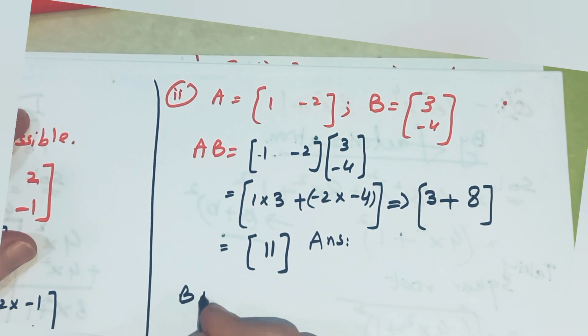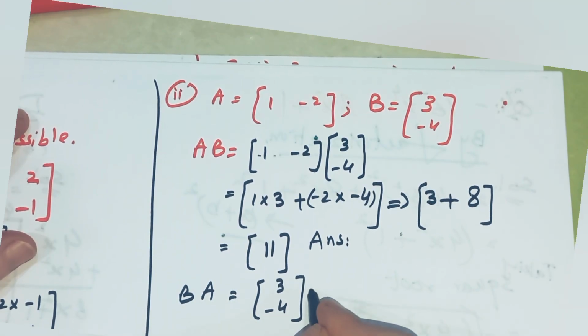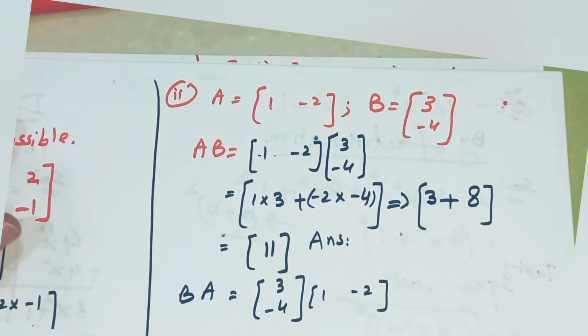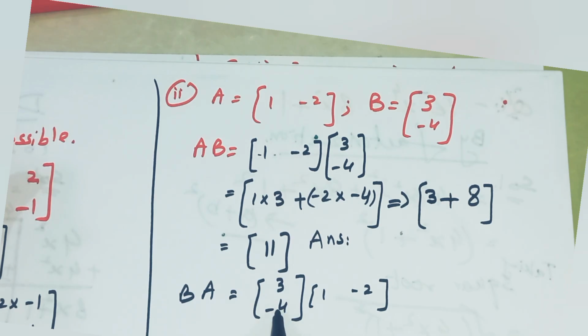Okay, now is BA possible? B value is 3 minus 4 and A value is 1 minus 2. We want rows to column, so this is not possible because here is a first column and 2 rows, because we have 2 rows and only 2 columns, but that is not possible after multiplication.